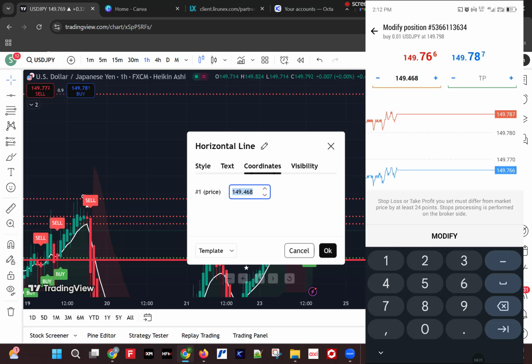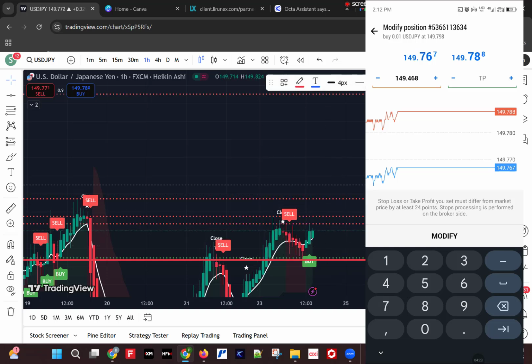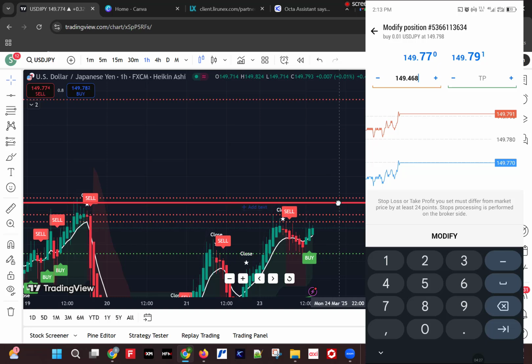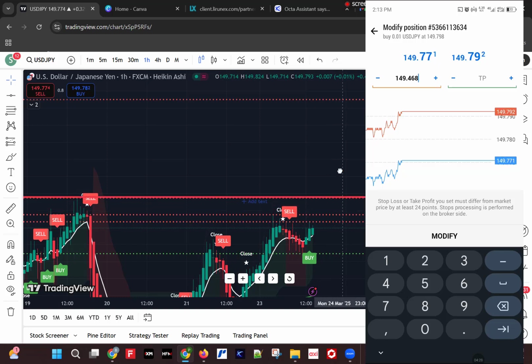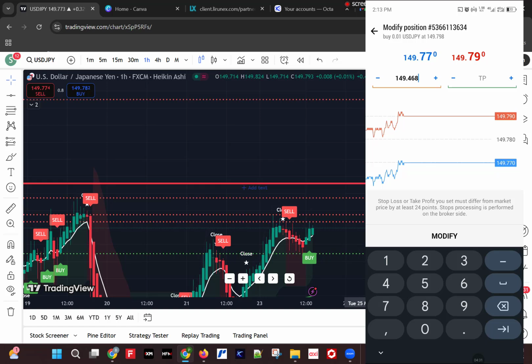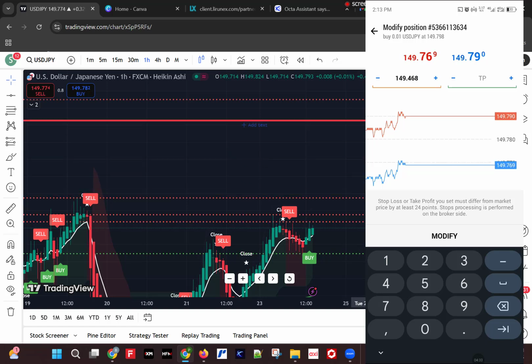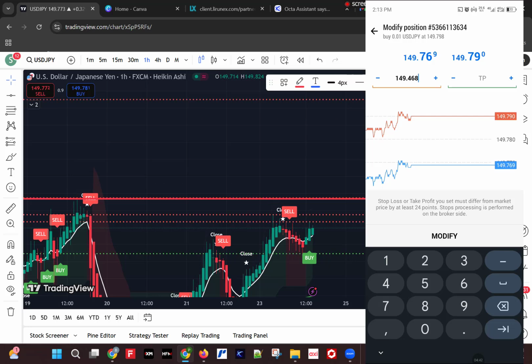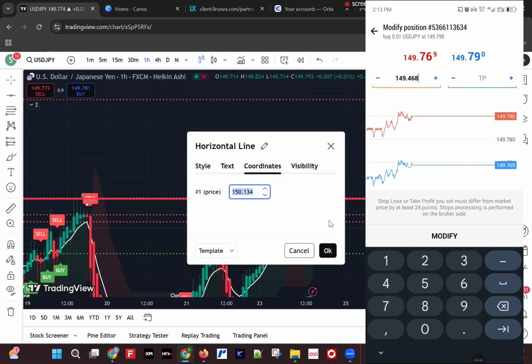The price there is 149.468. First of all, let's take the take profit. If I put the take profit here, that's 1 to 1. Here is way more than 1 to 1. That's 1 to 3, 1 to 4 risk to reward ratio, but that's too far right now for us based on this live trading. So let's use 150.